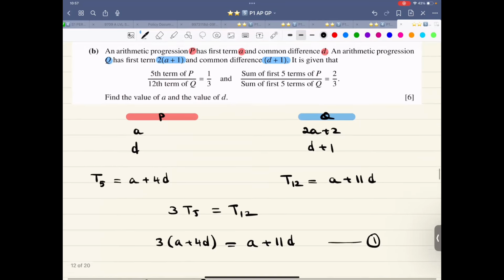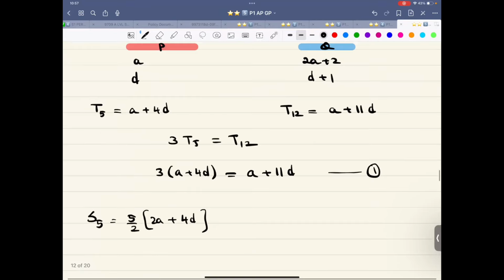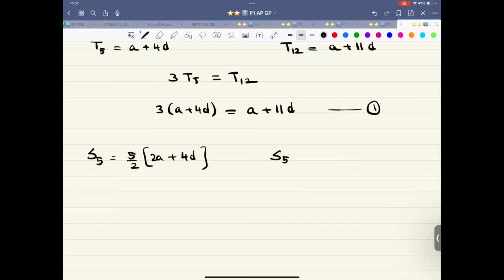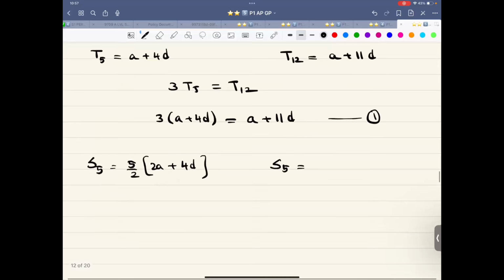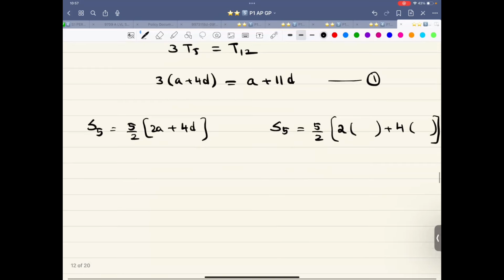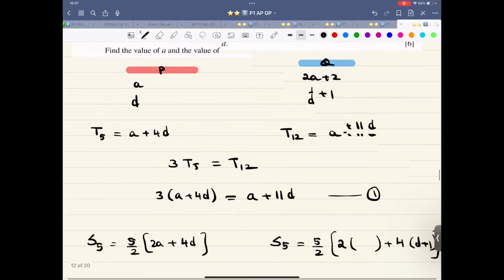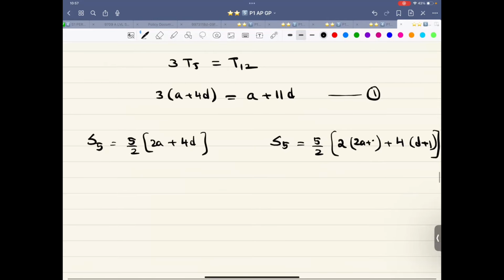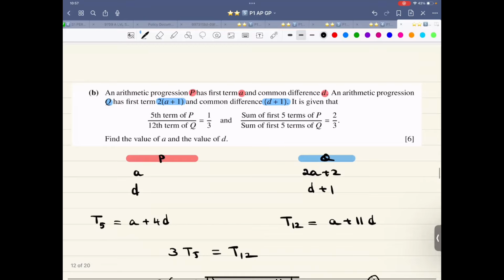And the sum of the first 5 terms of Q is 5 divided by 2, into 2A plus (n minus 1), that is 4 into D. So D becomes D plus 1, and A becomes 2A plus 2. And then cross multiply: 3 times the sum of 5 terms of P is 2 times the sum of 5 terms of Q.